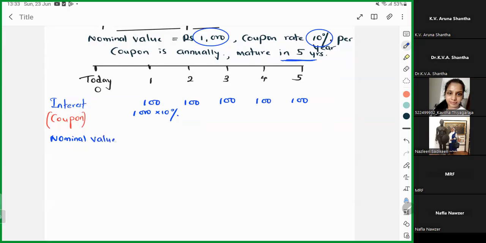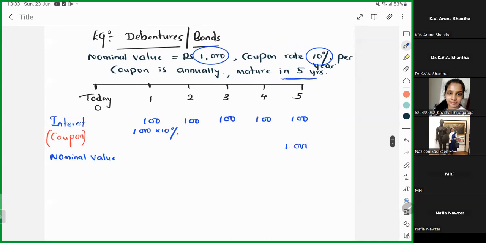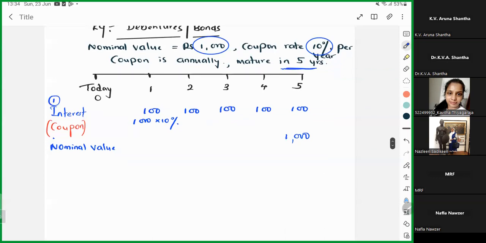The company has to pay back the investor the nominal value. So as an investor, you receive 1,000 in 5 years. So these are the cash flows of a debenture. Now you see, there are two types of cash flows. As an investor, you are getting the interest coupon. Then the second cash flow is the maturity value. In 5 years' time, the debentures mature, so the investor receives the nominal value.